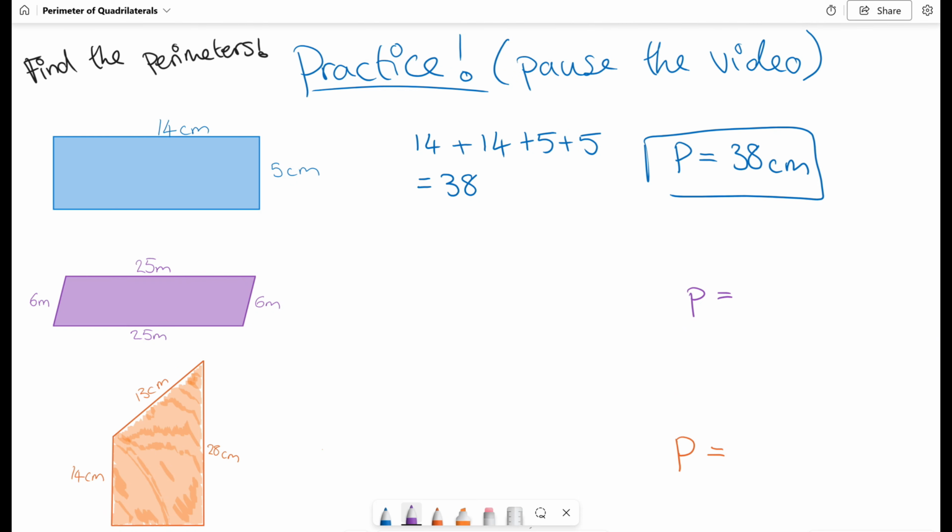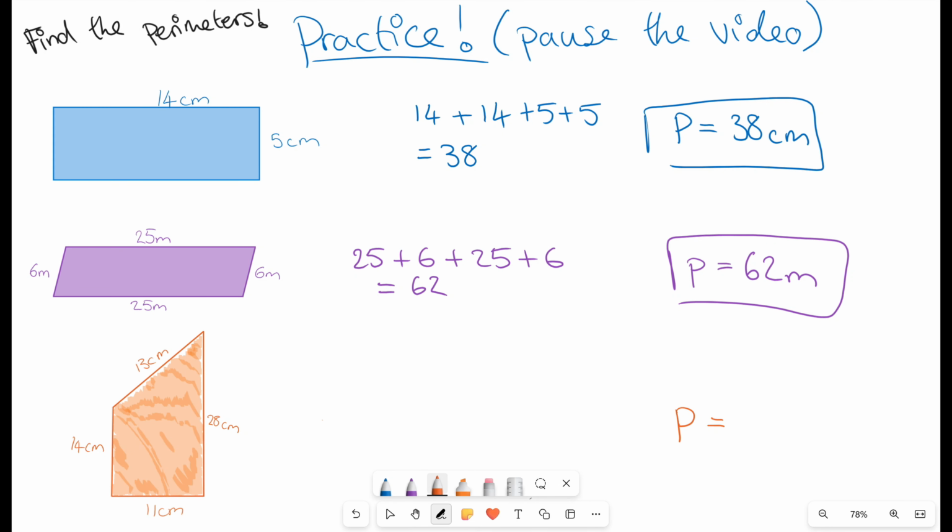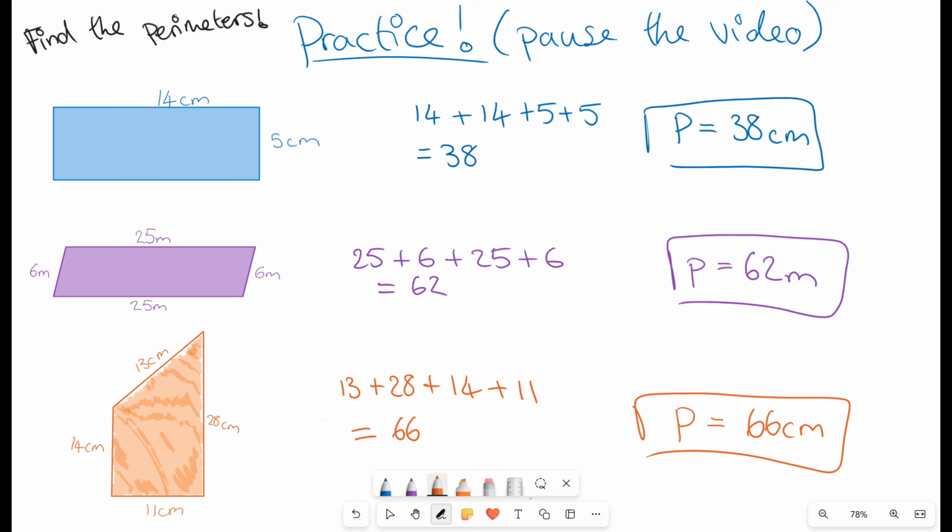The next one is a parallelogram, and we're going to add up the sides. So we've got 25, add 6, add 25, add 6, which is equal to 62. So the second one is 62 meters. The last one is a trapezium. Well done if you got that right. Let's find the perimeter. So we're going to do 13 plus 28 plus 14 plus 11, and that is equal to 66 centimeters. And there we go. So that was perimeters of quadrilaterals.